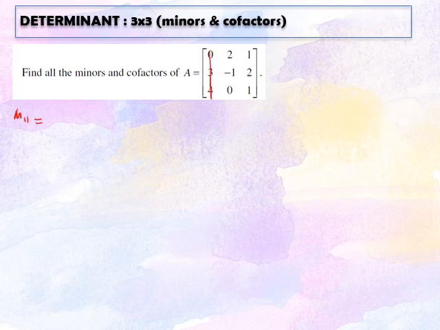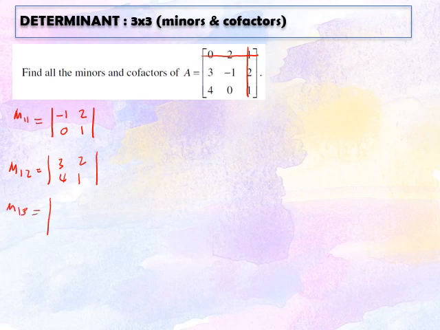Okay, M11, you need to delete this row and column. So it is negative 1, 2, 0, 1. Okay. M12, row 1, column 2. So it is 3, 2, 4, 1. And then row 1, column 3. So M13 is equal to 3, negative 1, 4, 0.